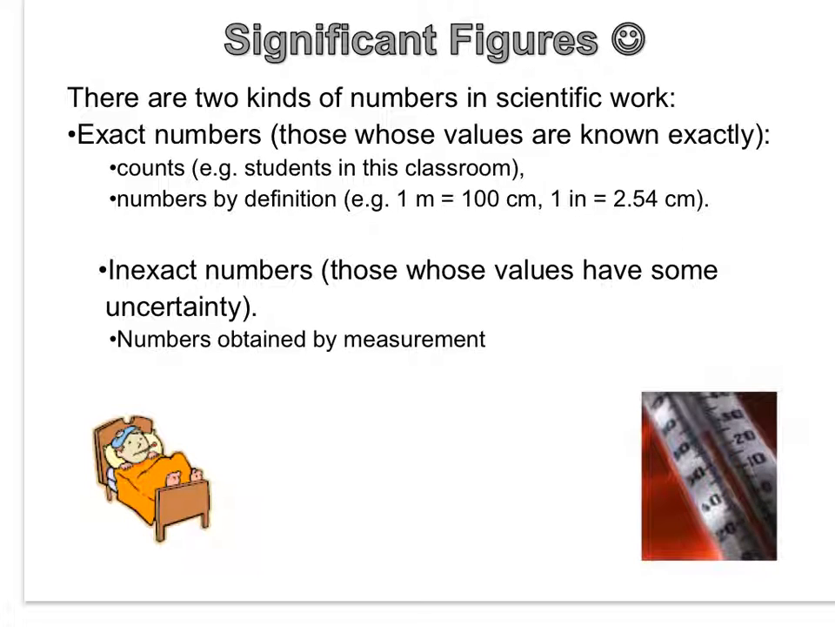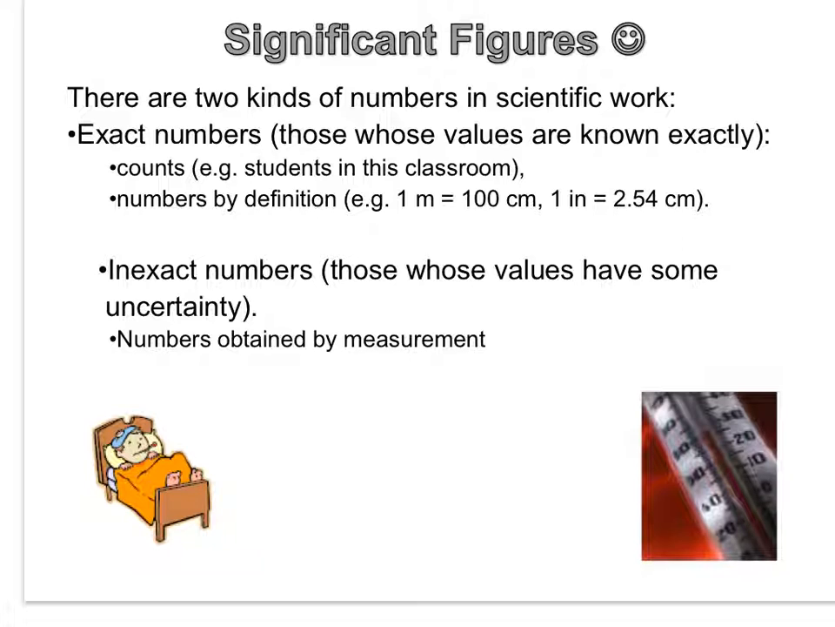Significant figures take into account the fact that in science, unlike in math, we use tools to help us gather information, and those tools have varying degrees of what's called uncertainty. So they're calibrated so that you can read particular digits, but then you have to estimate some digits as well. So there are two kinds of numbers, as you can see in scientific work.